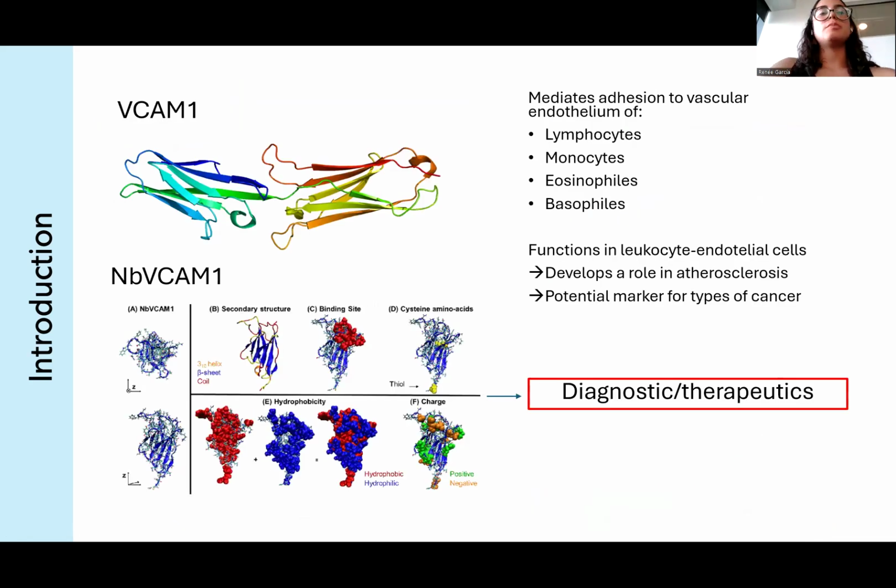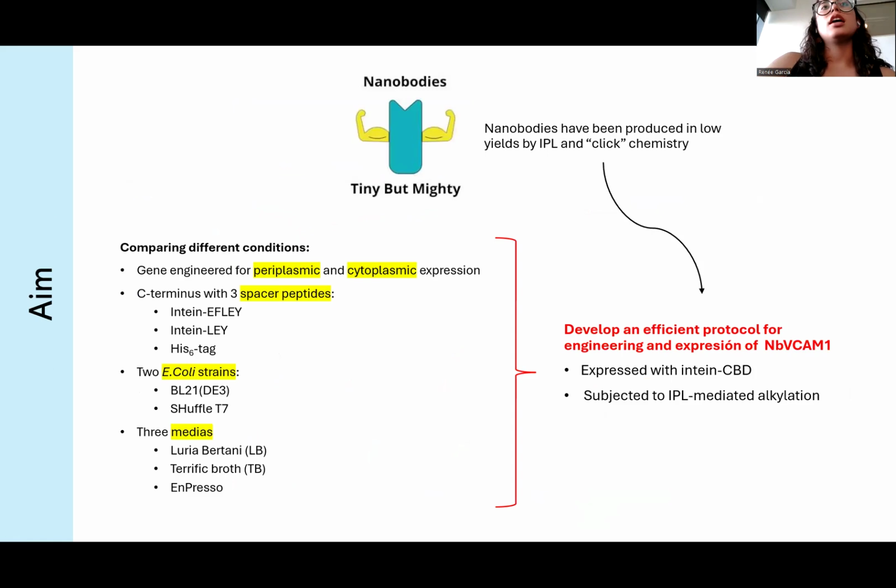In this paper, the target protein is VCAM1, which is important because it mediates the adhesion to the vascular endothelium of lymphocytes, monocytes, eosinophils, and basophils, and it functions in leukocyte-endothelial cell interactions, playing a role in atherosclerosis and being a potential marker for types of cancer. So as a target protein, it is very useful to have an antibody that can bind to it for diagnostics and therapeutics.